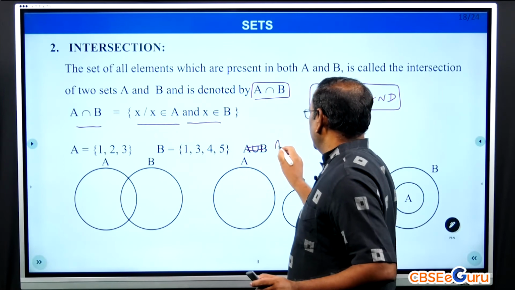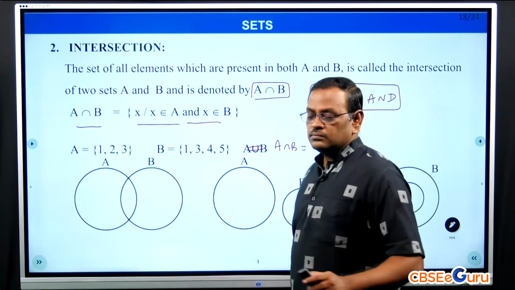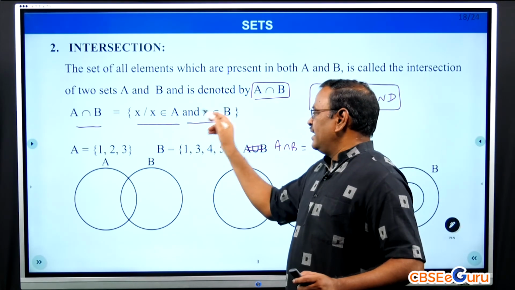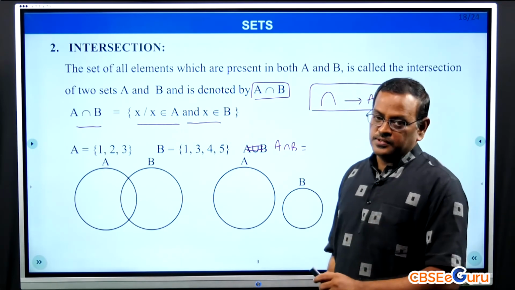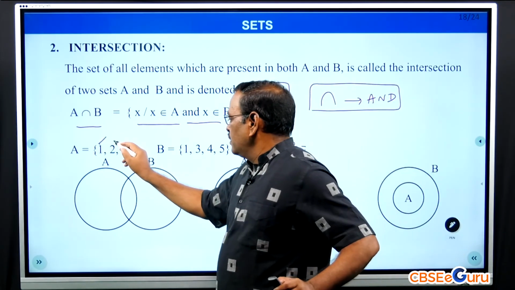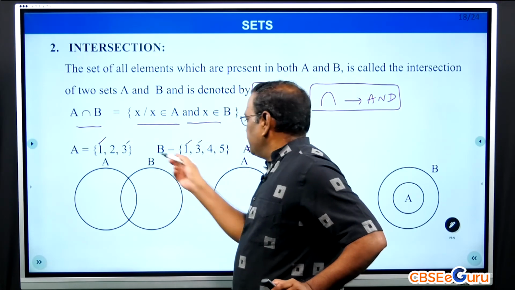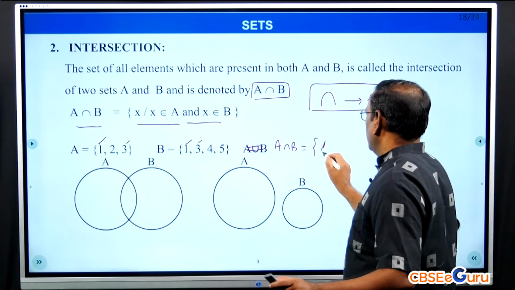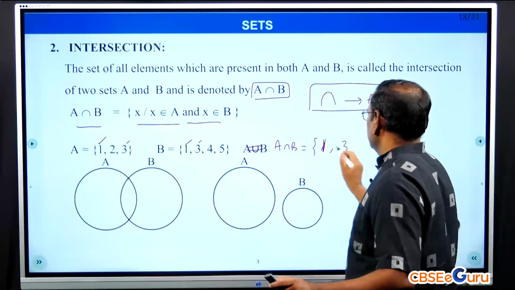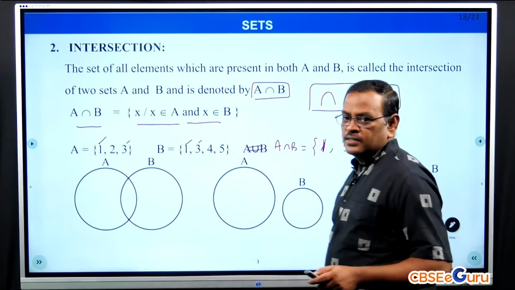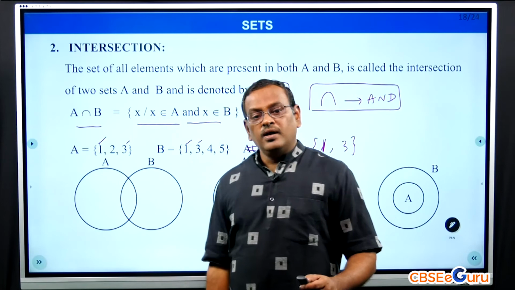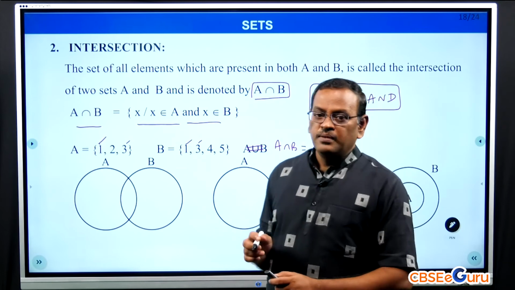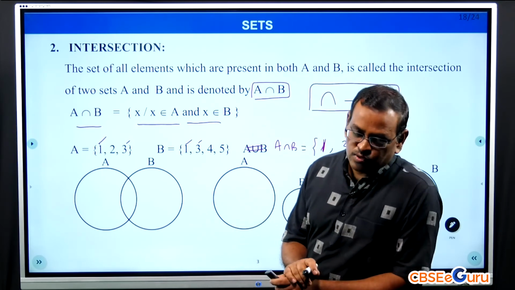What is A intersection B? So what is the meaning of intersection? Elements belongs to A and elements belongs to B, which means only common elements. So what are the common elements? 1, 3. 4 and 5 is not there in A, and hence A intersection B equal to 1, 3. Only common elements, whereas in union all elements without repetition. Elements belongs to both the sets without repetition, but here elements belongs to both sets, that is common elements only.